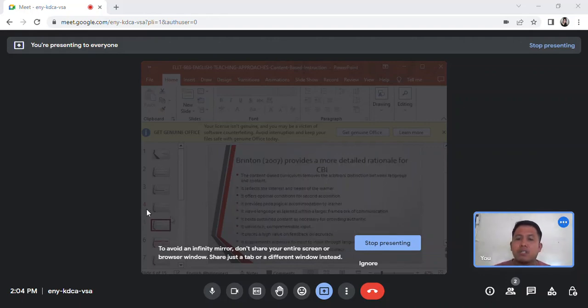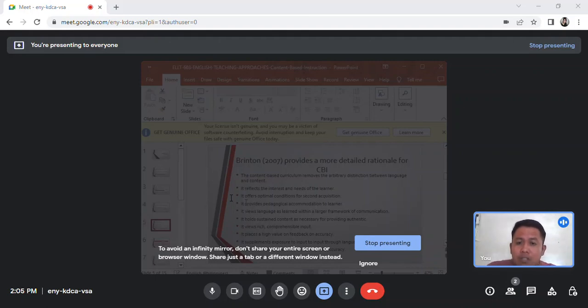Moving on to the next slide, according to Brinton, 2007, provides a more detailed rationale for content-based instruction, or CBI. The content-based curriculum removes the arbitrary distinction between language and content. It reflects the interests and needs of the learner. It offers optimal conditions for second language acquisition. It provides pedagogical accommodations to the learner. It views language as learned within a larger framework of communication.